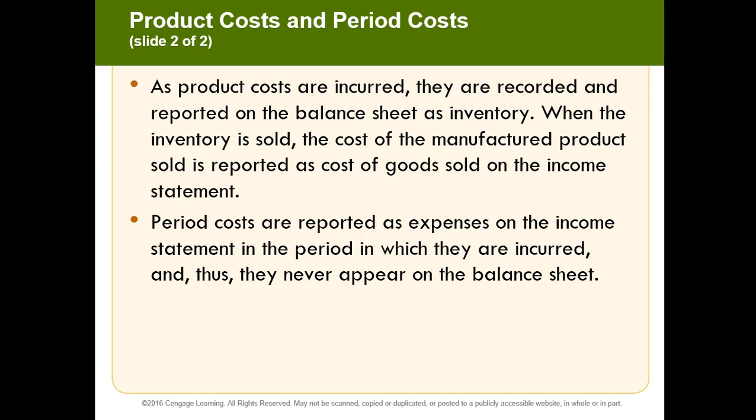Period costs get reported as they're incurred. So as you pay your sales staff, you've got a sales expense. As you pay for advertising, you've got advertising expense. So they show up as expenses on the income statement as they're paid. The product costs hang out in inventory until the product is complete and sold, and then all of those costs become cost of goods sold.